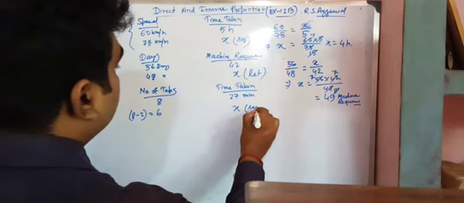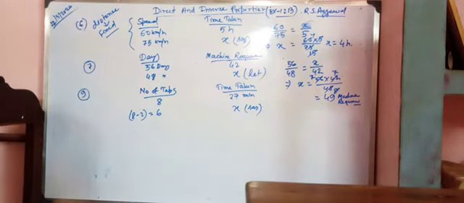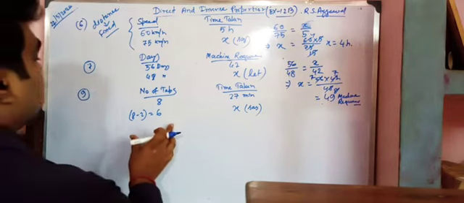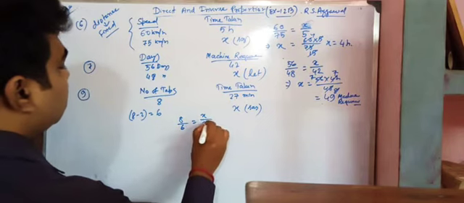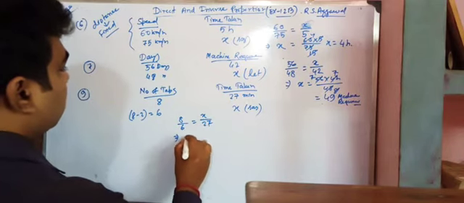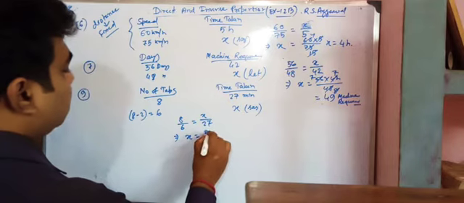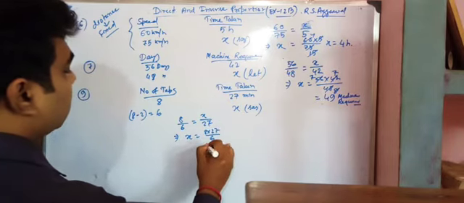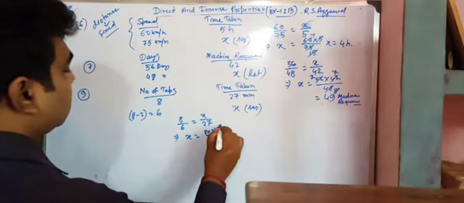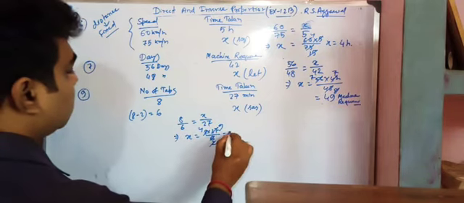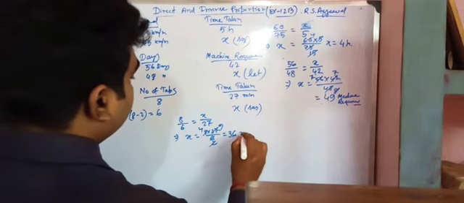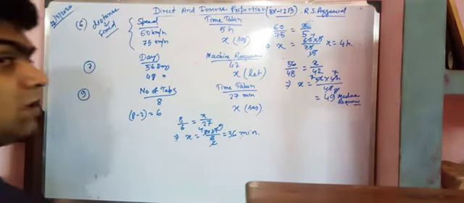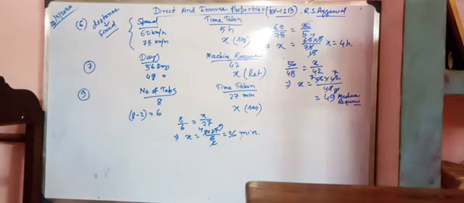Say it can require x minutes. So again 8 by 6 is equal to x by 27. So x is equal to 8 into 27 by 6, which is 36. That is, 36 minutes will be my answer. 36 minutes will be my answer. Understand that?